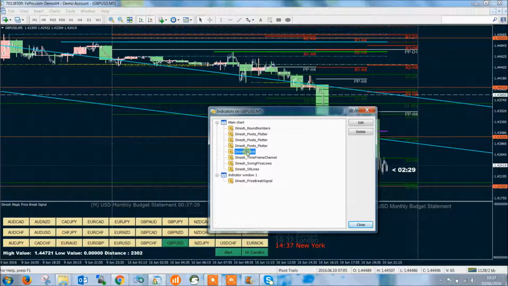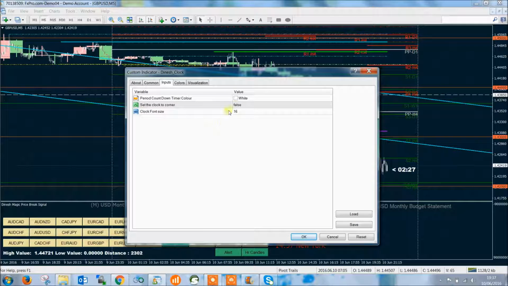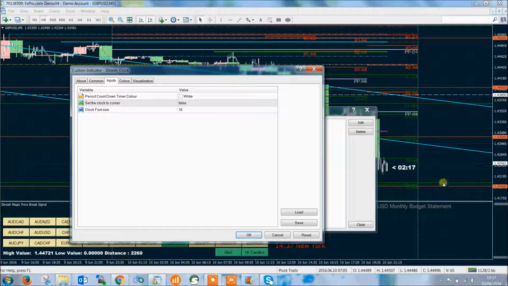Dinesh clock. It has 3 parameters: the color of the clock, setting the clock to the corner, and the clock font size. As you can notice here, this is the countdown timer, but basically in forex trading it is just called clock. I don't know why it's called clock, but it is a time period counter. So if I set it to true, then this clock will go into this space.